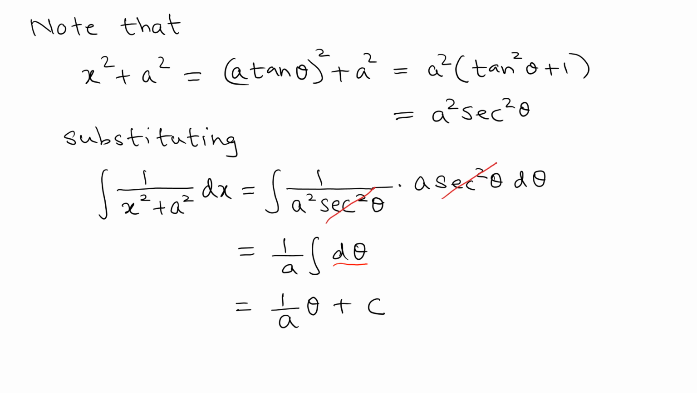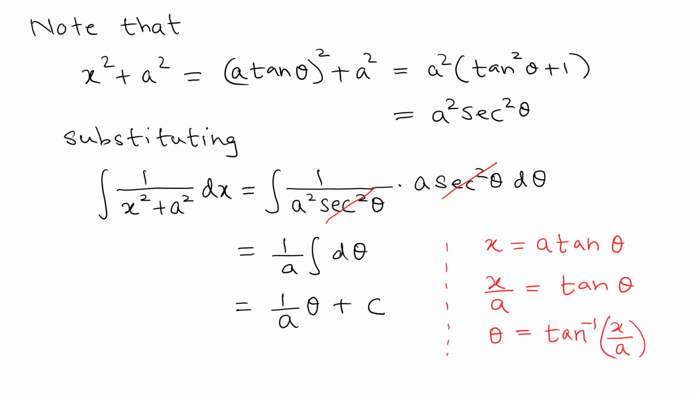So that's the answer, but you can't leave it like that because you need to replace theta. For that, we go back to the substitution: x equals a tan theta. When you divide by a, you get x over a equals tan theta, and when you invert it, you get theta equals tan inverse x over a. You can easily invert this because of the full range. Substituting that back into the formula, you finally get 1 over a tan inverse x over a plus c. This is how you prove the first formula, and it is a very important formula.